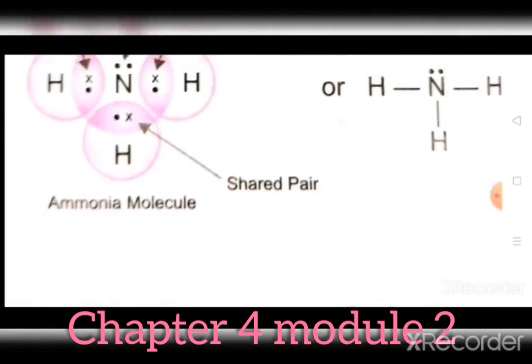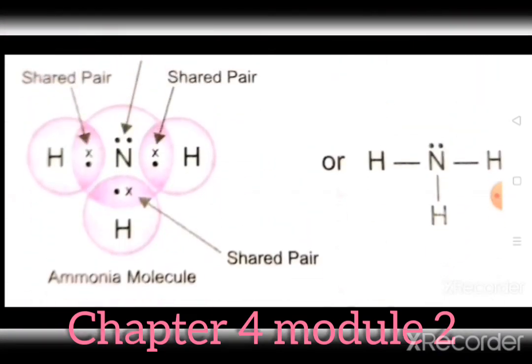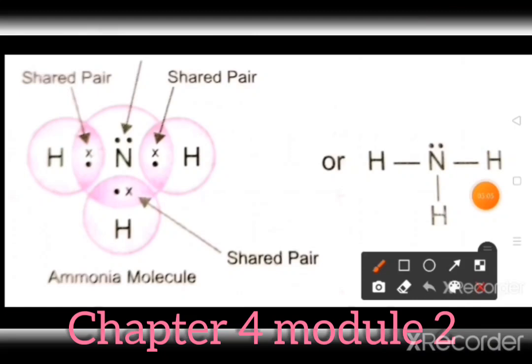Then let's talk about NH3. I have given you NH3 in the homework also. It is given here. The answer is also here. So you can see that a shared pair is also shown between nitrogen and hydrogen here. And ammonia molecule is this. NH3 is ammonia. Shared pair is also here.